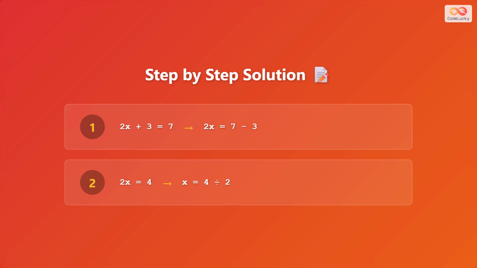Let's solve an equation step by step using the balance method. Our equation is 2x plus 3 equals 7. First, we subtract 3 from both sides to isolate the term with x. This gives us 2x equals 7 minus 3, which simplifies to 2x equals 4. Next, we divide both sides by 2 to solve for x. This gives us x equals 4 divided by 2, which means x equals 2.